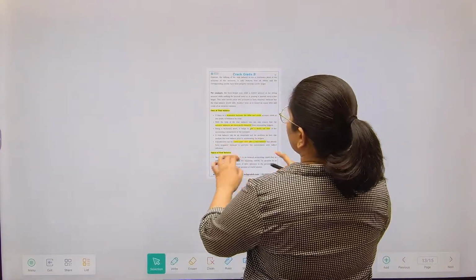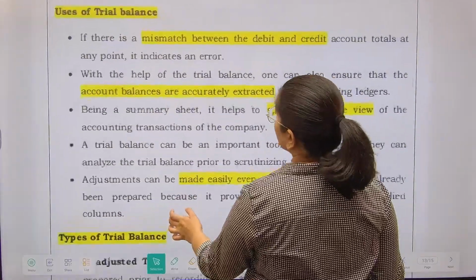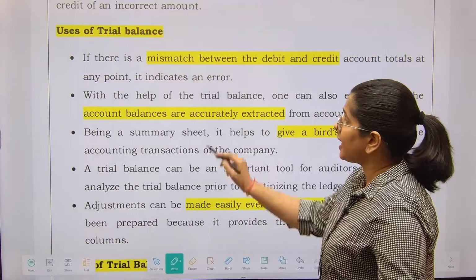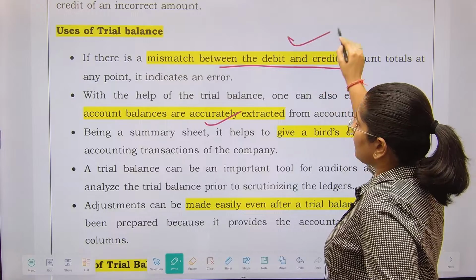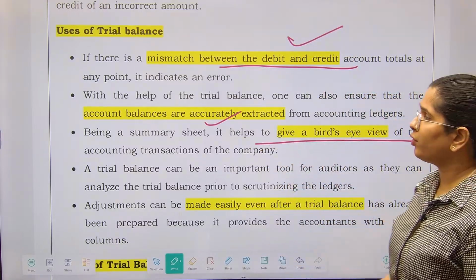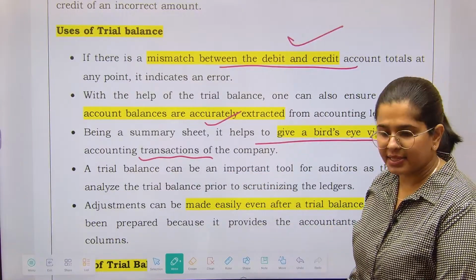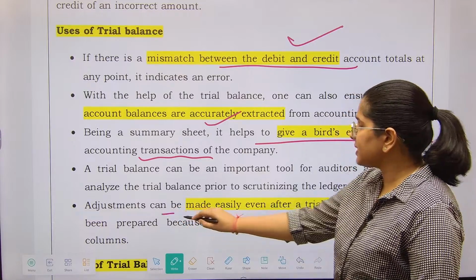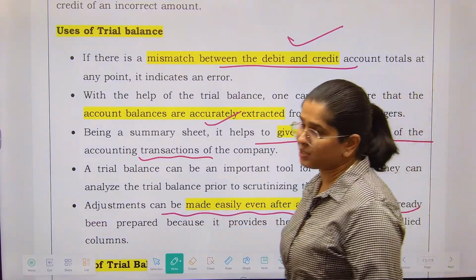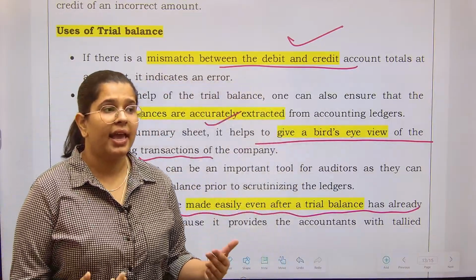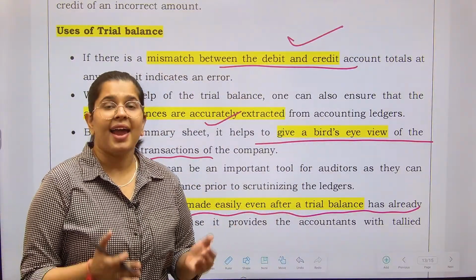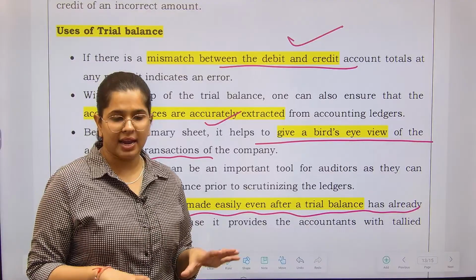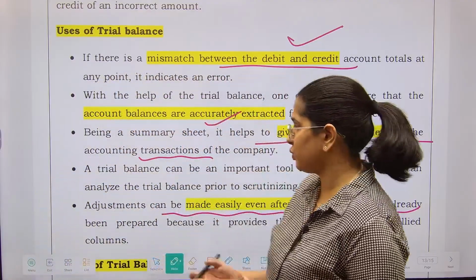Now finally we need to see what are the uses of trial balance. So trial balance, as I have told you repeatedly, tells me what the accuracy is. It tells me the mismatch between debit and credit. It gives me a bird's eye view of the accounting transactions. क्या कैसे हुआ है, right? What are the quantums of the accounting transactions that have happened? Adjustments can be made easily even after the trial balance has been made, because the trial balance helps me in finding the errors and helps me in correcting those errors, right? So this is the work of the trial balance.